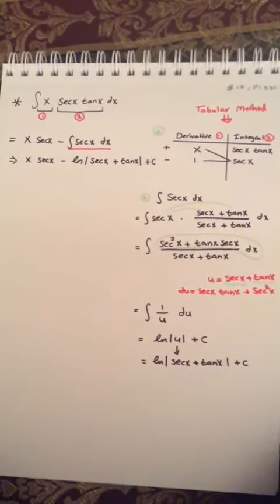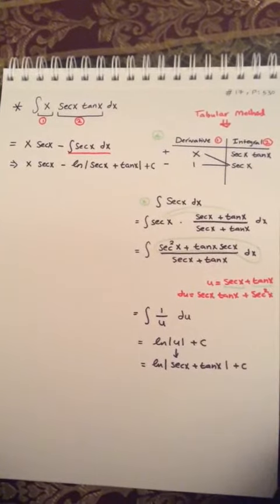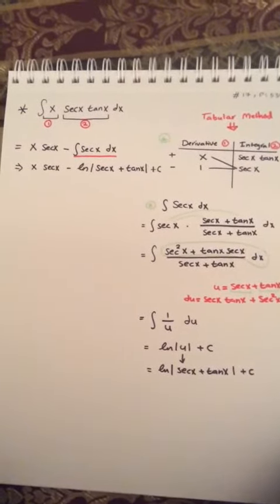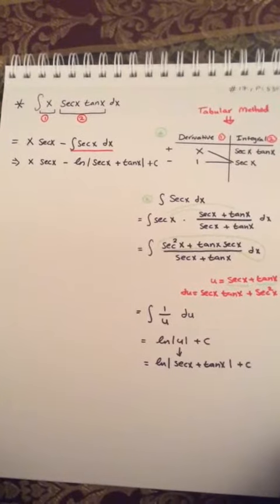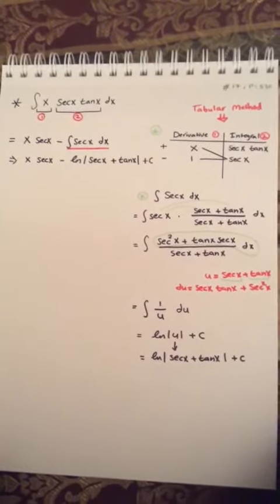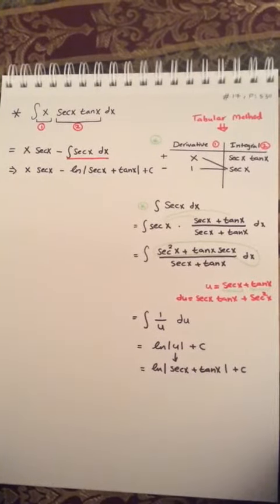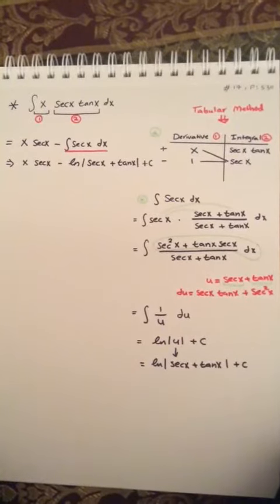Now we'll just substitute for u, so 1 over u du, and then, as we know, the integral of 1 over u is the natural log of the absolute value of u, plus c. Now substitute the u with its value, so it equals ln, the natural log, of the absolute value of secant x plus tangent of x plus c.